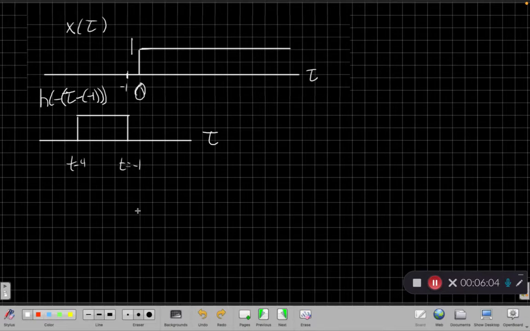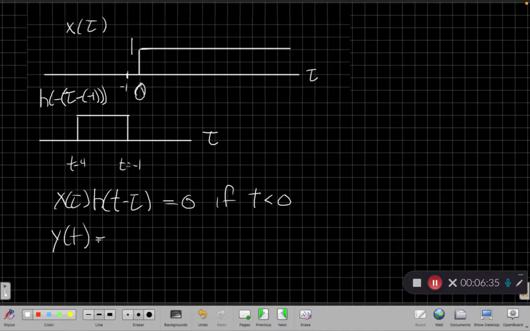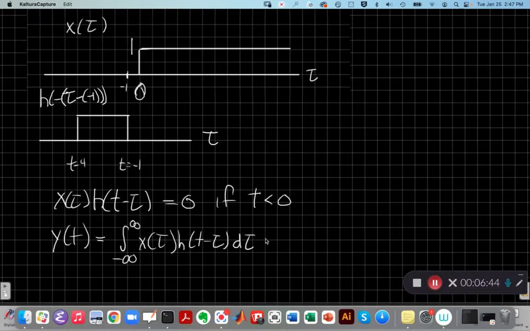So when I multiply these two together, for each point in time, I multiply straight up and down, I'll see that x of tau, h of t minus tau, which is what I have here, equals 0 if t is less than 0, right? If I've shifted it all to the left, the pulse doesn't overlap at all with the unit step. And so that tells me that when I do the output, y of t, the integral from minus infinity to infinity of x of tau, h of t minus tau, this integral can be simplified when t is less than 0 because the integrand will be 0. Right, so this is a very simple, easy integral to do.